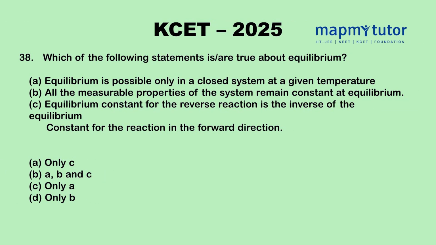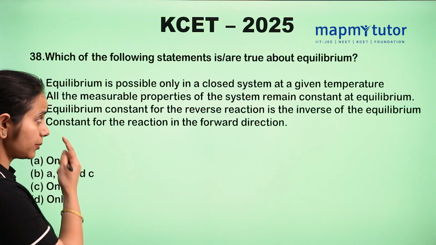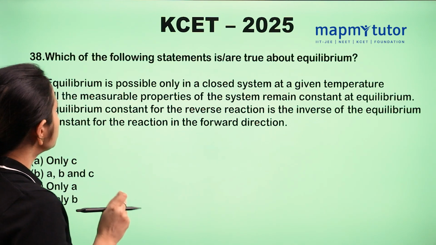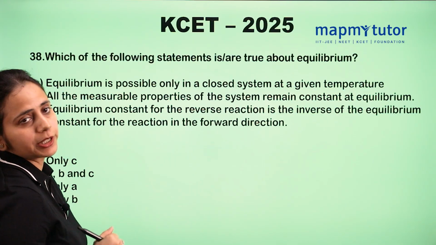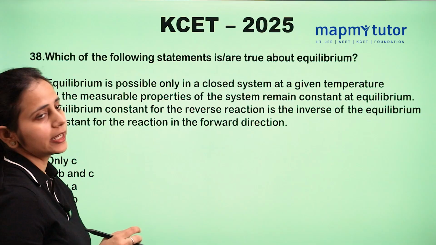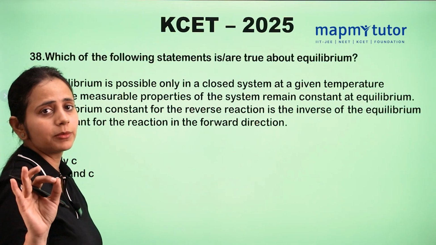Which of the following statements are true about equilibrium? See, let's read the statements. Equilibrium is possible only in a closed system at a given temperature. See, these terms are again from the NCERT. Direct lines are coming from the NCERT.